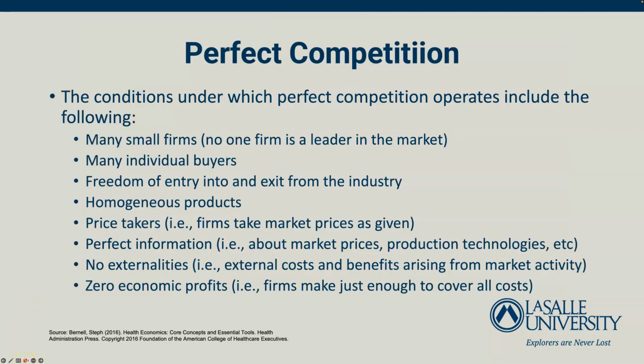What do perfectly competitive market structures look like? Here we have many small firms where no one firm is a leader in the market, and also many individual buyers. Because these firms and buyers are small relative to the overall market, they can't influence the price or quantity in any material sense based on their own individual buying and selling patterns. We also have freedom of entry into and exit from the industry. So in this case, there are no significant barriers to entering a given market or exiting it.